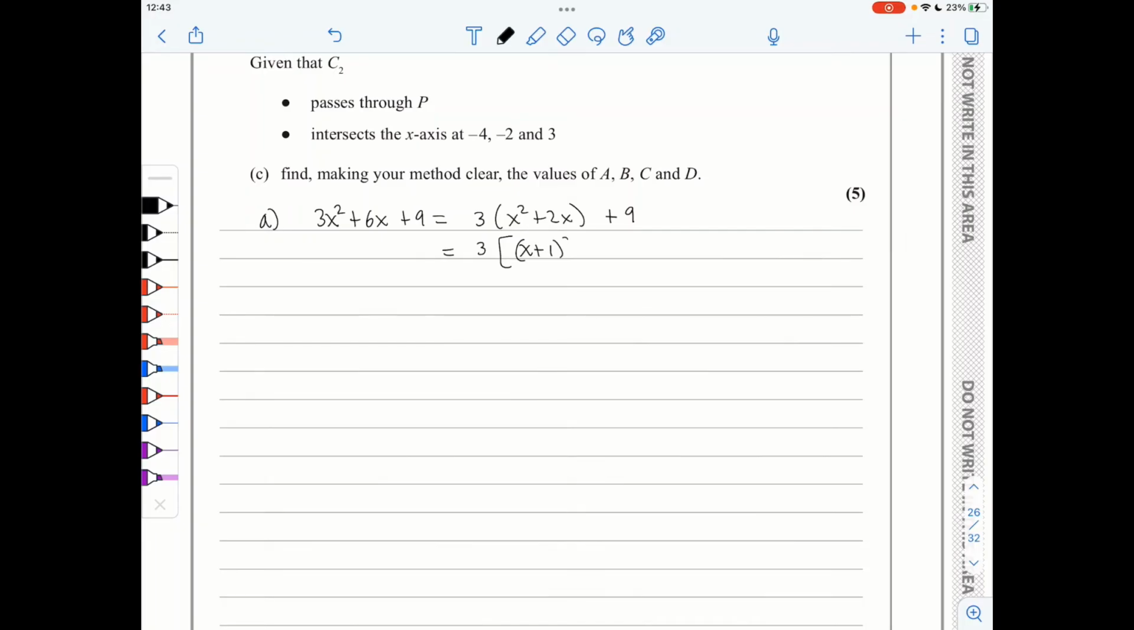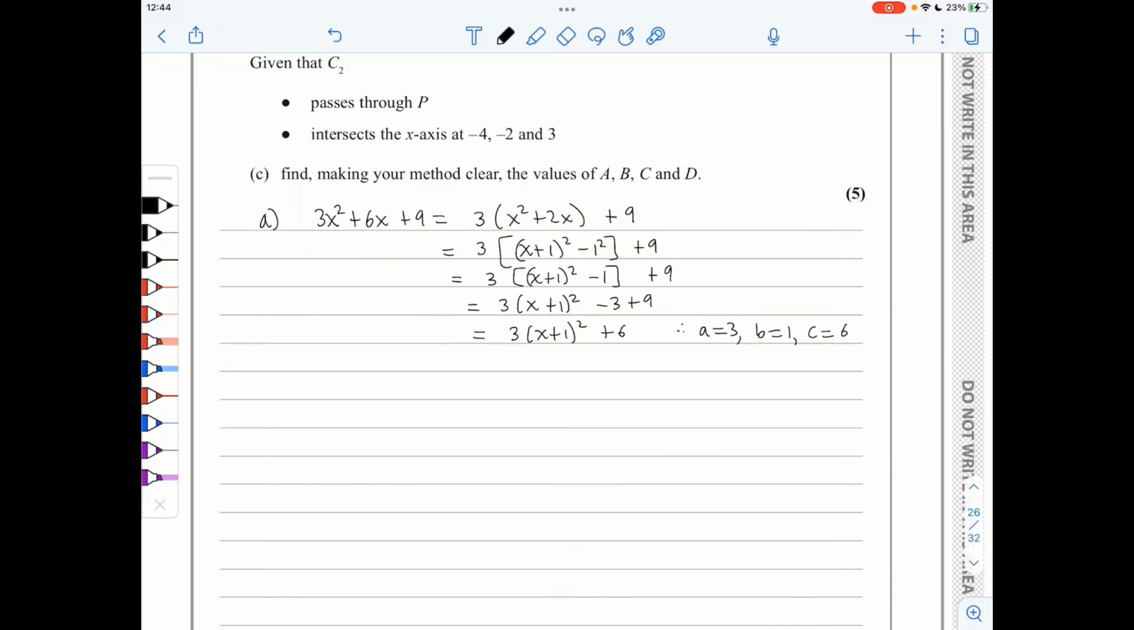It's x plus 1 all squared minus 1 squared. So it is 3 brackets x plus 1 squared minus 1, plus 9. So this is 3 brackets x plus 1 squared minus 3 plus 9, which leads to 3 brackets x plus 1 squared plus 6. So we can simply state that A is 3, B is 1, and C is 6.